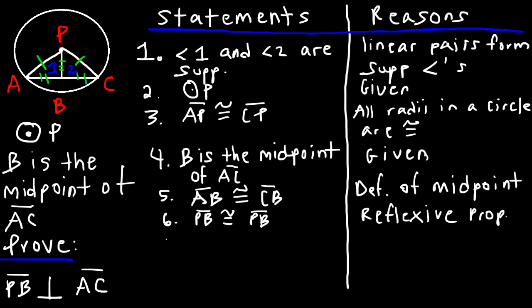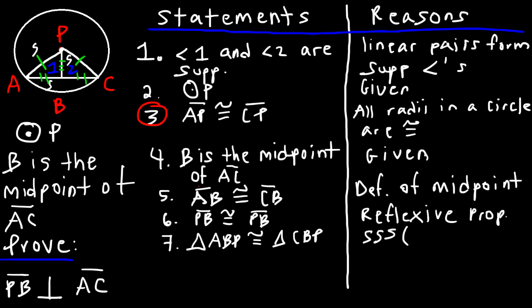So now we can prove that the two triangles are congruent. So we could say that triangle ABP is congruent to triangle CBP, and it's based on the side postulate. As you can see, we have 3 congruent sides. The statements that we use to come to that conclusion are number 3, AP equals CP, 5, AB is equal to CB, and 6, the reflexive property. So 3, 5, and 6.